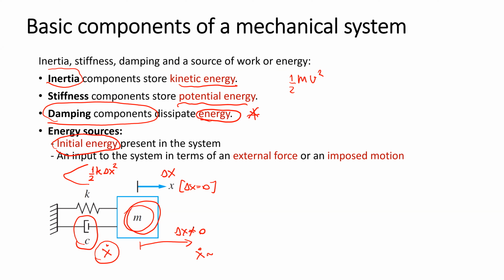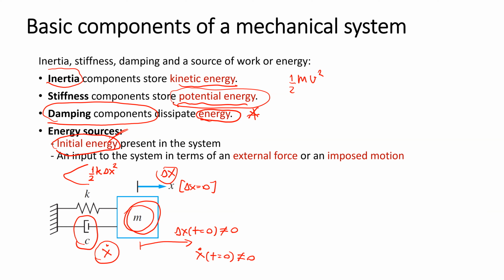Pre-extension means delta x when time equals 0 is not 0. Having initial velocity means x dot when time equals 0 is not 0. If the system is moved away from the equilibrium point, it stores initial energy. It stores the potential energy of the spring.